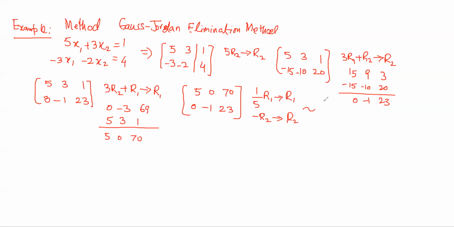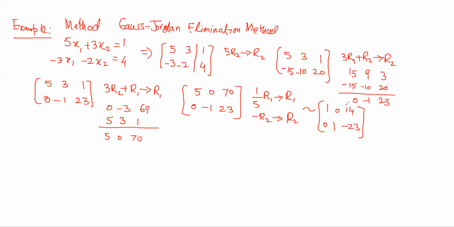So alternatively, we can also write it like this. So we can divide it by 5, so 5 divided by 5 will be 1, 0 divided by 5 is 0, and 70 divided by 5 is, what will we get? 14. 70 by 5, that will get 14. Yes, 14. And then 0, and then we multiply it by minus 1, so it will be 1, and then that will be minus 23.